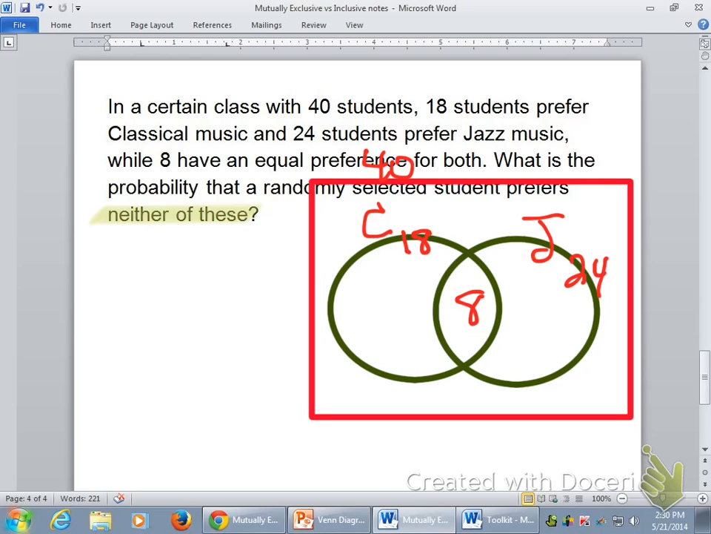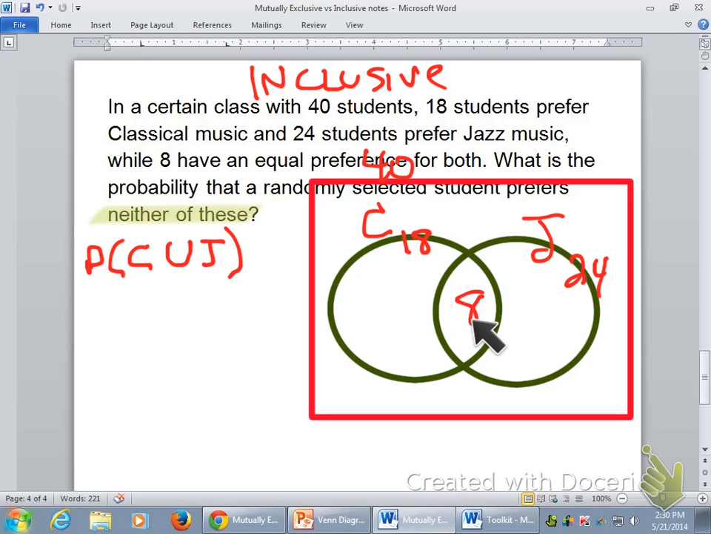Well, do you know what I think I'm going to find first? I think I'm going to find the probability that they are in one of the two circles, right? So they are either classical or jazz. So are these events mutually exclusive or inclusive? These are inclusive. This is an inclusive situation because clearly they have overlap, right? So there are some people that are in both, so this is inclusive.